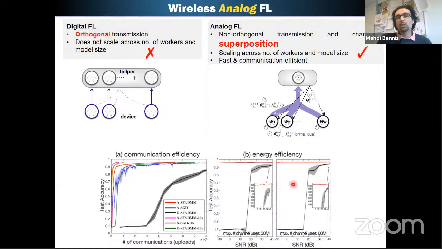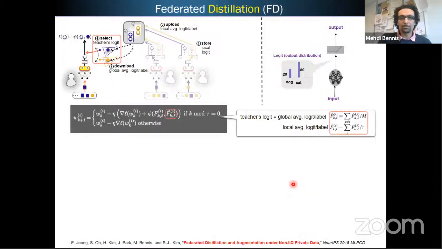Here, this is the same thing for energy efficiency. So it's actually even better for low power sensors. This is much better actually than using the digital approach.